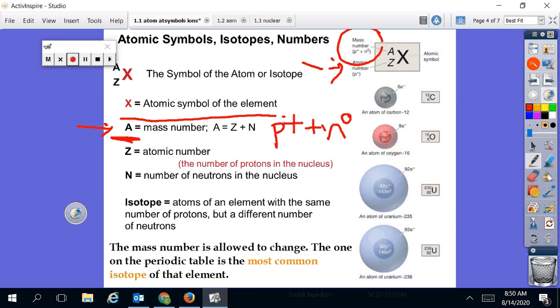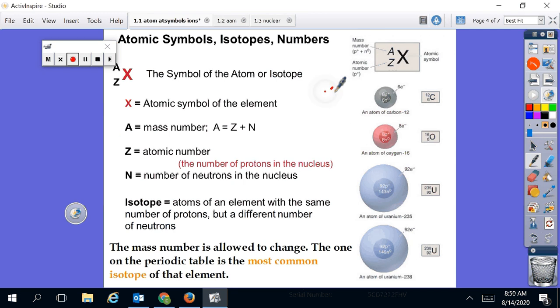Then below it, you have something called the atomic number, and that's one of the most important numbers. That number tells you what element you're talking about, and that number is the same as the number of protons in the nucleus. So if you know the number of protons in the nucleus, you know what element we're talking about. And we use the letter Z to represent the atomic number.